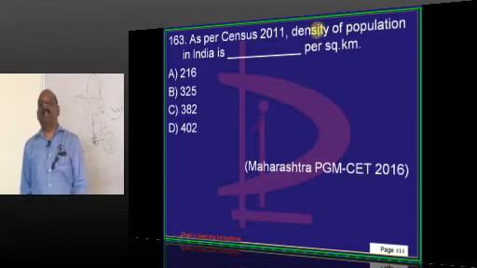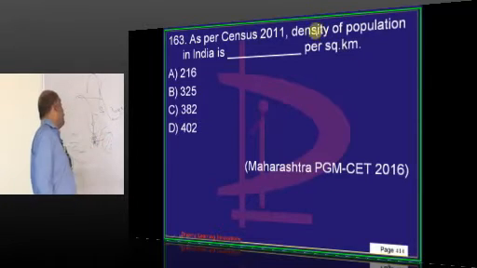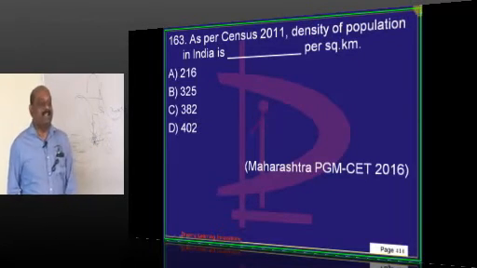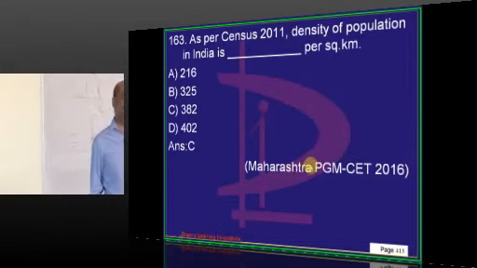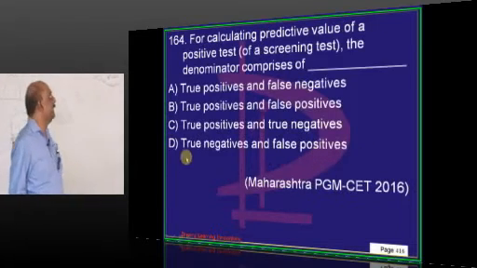What is the density of population? Impossible. You have to quickly check in your room how many are writing a PG entrance and decide a number. So 382. This will be a bouncer for everybody.